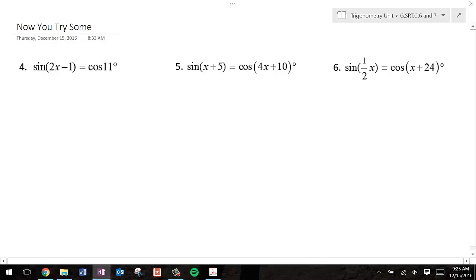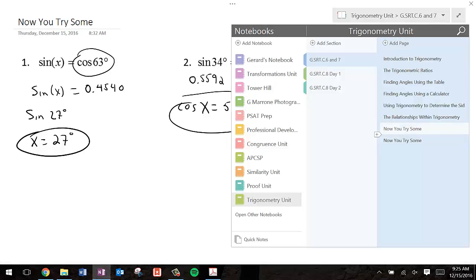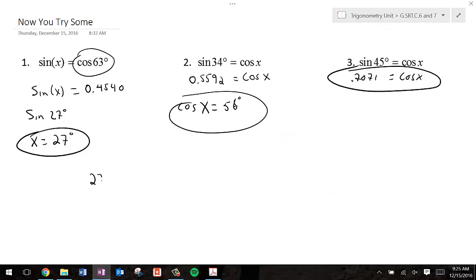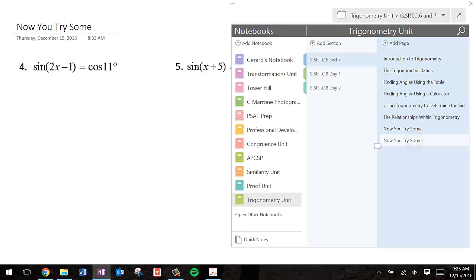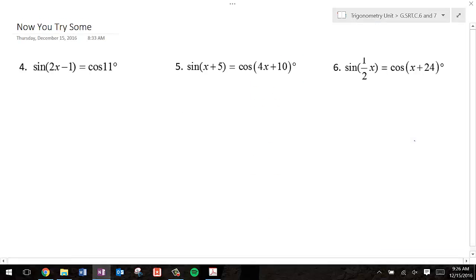So I want you guys to try problems 4, 5, and 6 on your own, and then we'll come back and give you the answers. But what I want to point out really quick, if we look at these answers, 27 and 63 together equals 90. 34 and 56 together equals 90. 45 and 45 together equals 90. So keep that in mind as you're trying to solve these three, that the two of them together, their actual measures, have to equal 90 degrees. So try those, and then we'll come back and show you the answers.